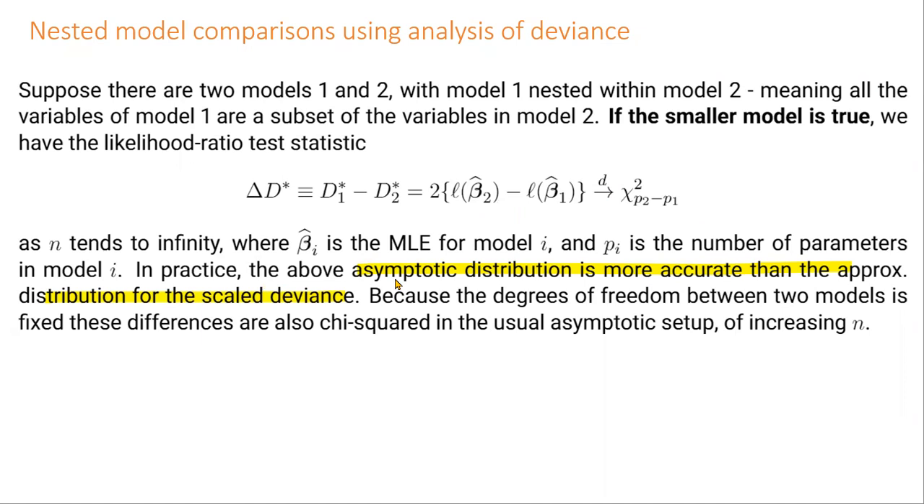I've written a note here in yellow: this asymptotic distribution for the difference in deviances is more accurate than the approximation for the distribution of the scale deviance. This is because the degrees of freedom between the two models, p2 minus p1, is fixed. It's not a function of n. So the parameters are fixed but n goes up. That is the usual asymptotic setup.